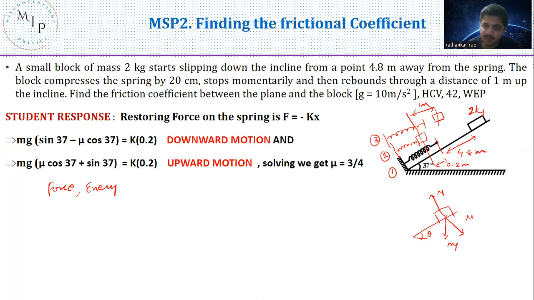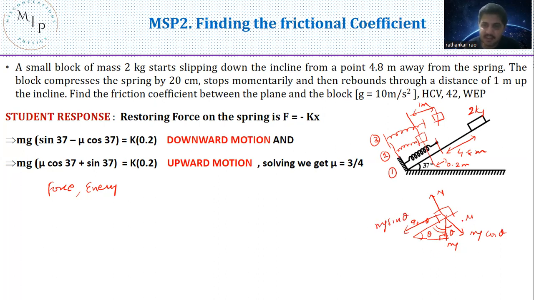Then I'm going to resolve this mg along two directions. One is along the normal, so there should be theta once again. You know how to get this theta, right? If this is theta, this is 90, so this angle should be 90 minus theta, and this should be theta once again. So this is my mg. This should be mg cos theta downward, and here it is mg sin theta. I will resolve this mg force into two parts.